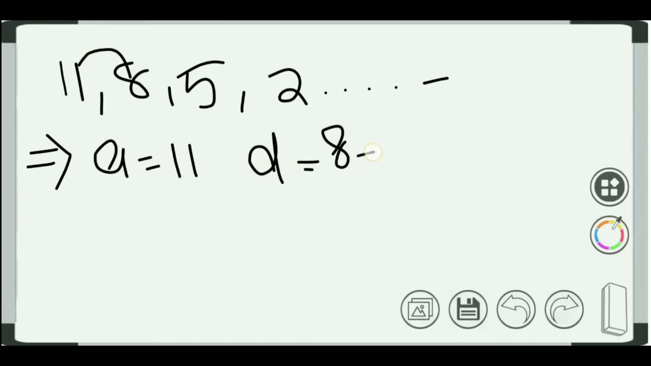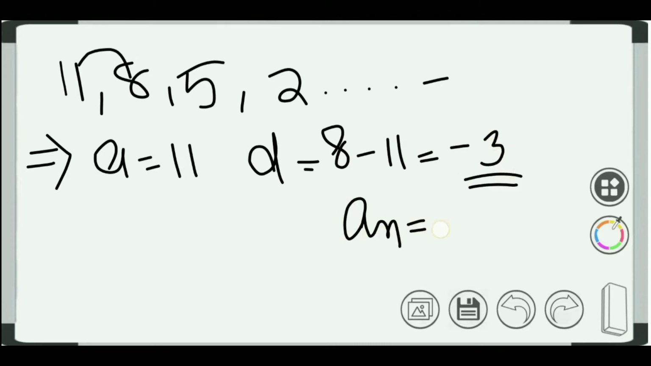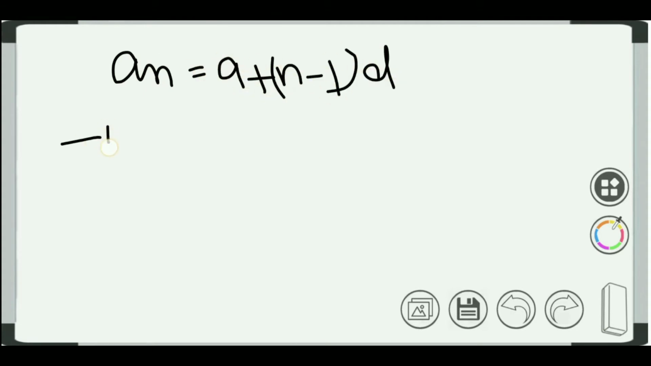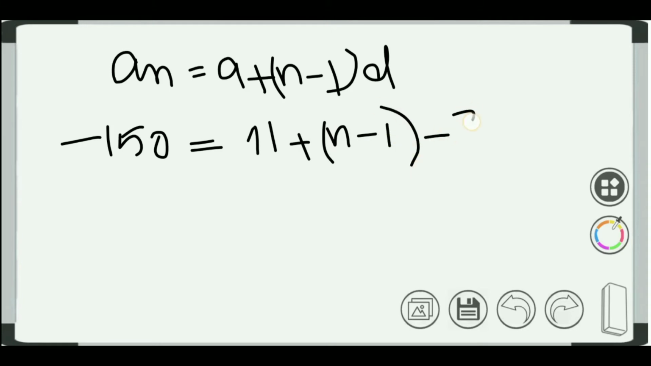What is 8 minus 11? Minus 3. And An value is also there. What is An? Minus 150. Now put it in the formula. An is equal to a plus n minus 1 into d. An is minus 150 equal to a is 11 plus n minus 1 into d, minus 3.